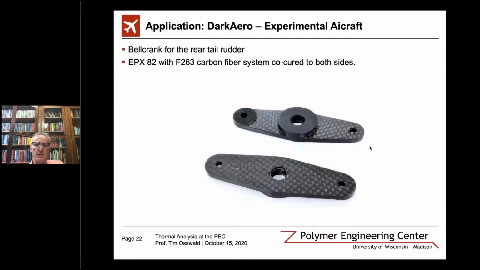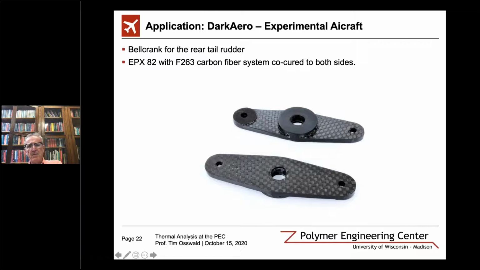So these are just some applications. This one here is kind of cute. We worked with Dark Arrow. I forgot the name of the bike company that we worked with. Dark Arrow is a company in Madison, Wisconsin, that was founded by 3 of our students, and they're building an experimental aircraft, a 2-passenger aircraft. And so we've helped them with a lot of parts and a lot of their processes.